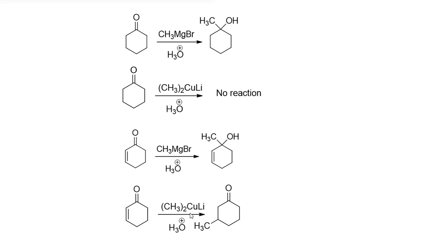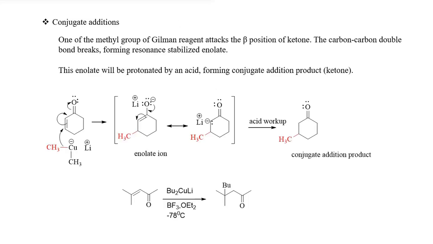But if you treat the same alpha beta unsaturated ketone with the Gilman reagent, 1,4 addition takes place to form methyl substituted cyclohexanone. Here there is no 1,2 addition as in the case of Grignard's reagent. That is one of the important characteristics of Gilman reagent. That is, Gilman reagent gives 1,4 addition with the carbonyl group if it is an alpha beta unsaturated compound, but Grignard's reagent and organolithium reagent give 1,2 addition with the carbonyl group. Okay. Now see the mechanism of this conjugate addition.